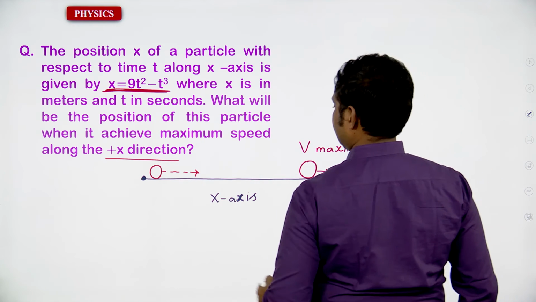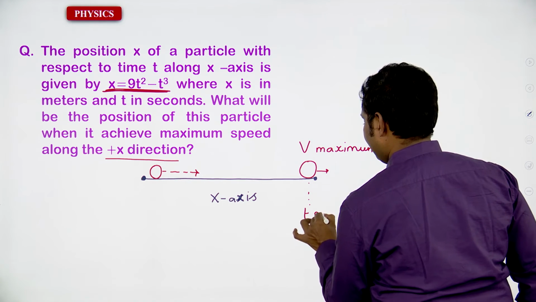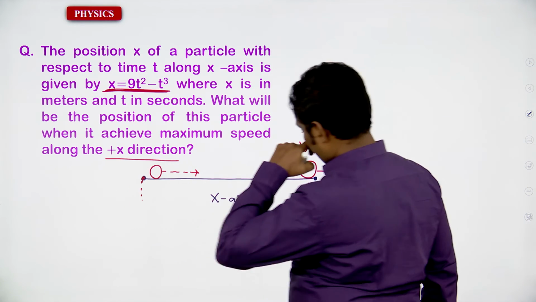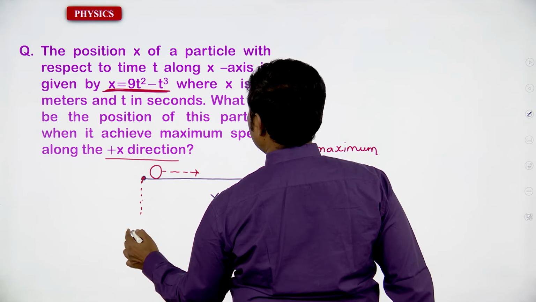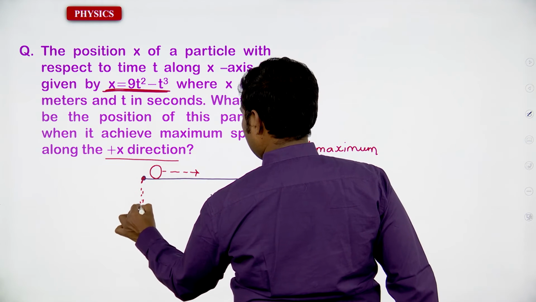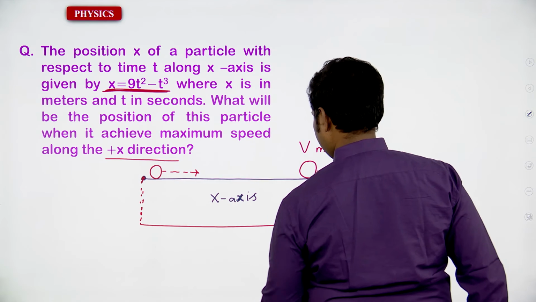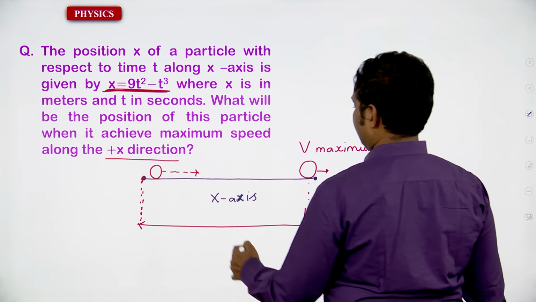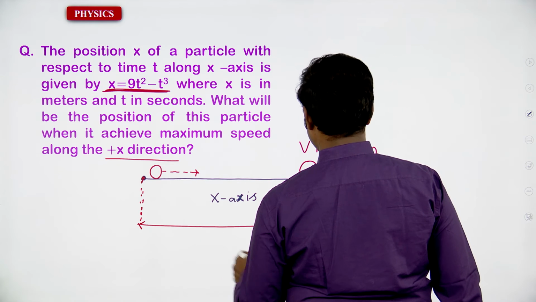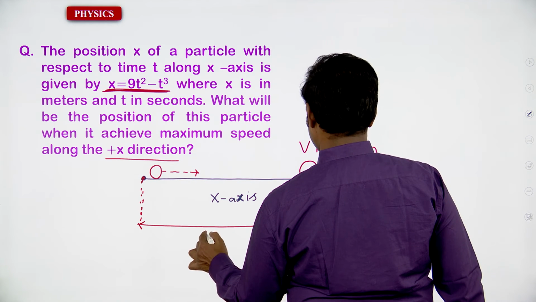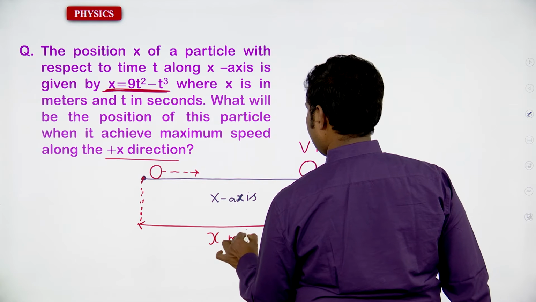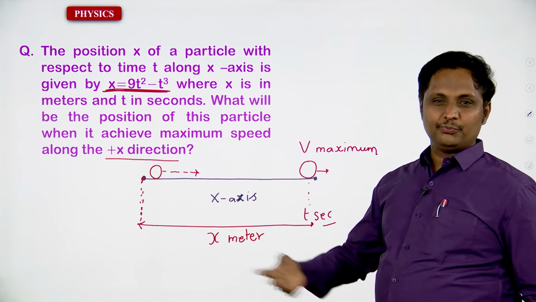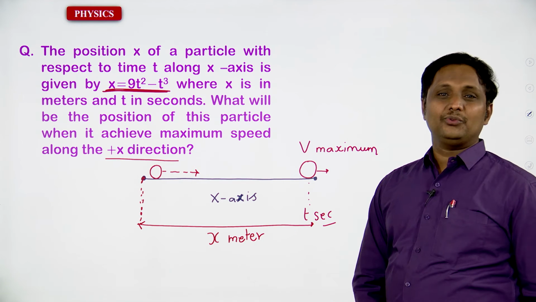Yes, at this point, at t seconds V is maximum. Here it is initially at rest position, let us assume. You have to calculate the position of the particle, which we would like to take as x meter. Let us take that x meter, let's assume. We would like to find out that value.